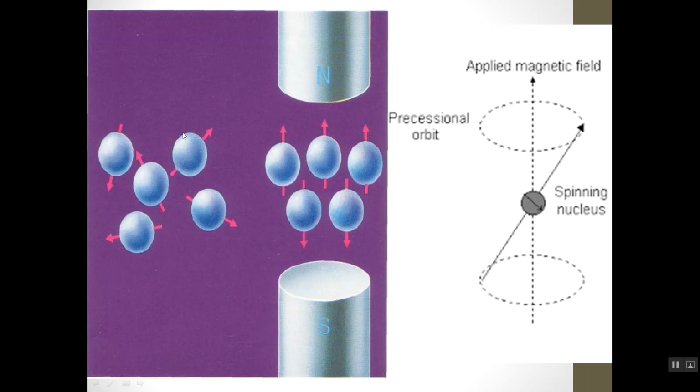But the proton has a spin motion. When applying the external magnetic field, what will happen to the protons? The protons of the hydrogen atoms, which are highly sensitive to the external magnetic field, will align themselves with the lines of the external magnetic field.